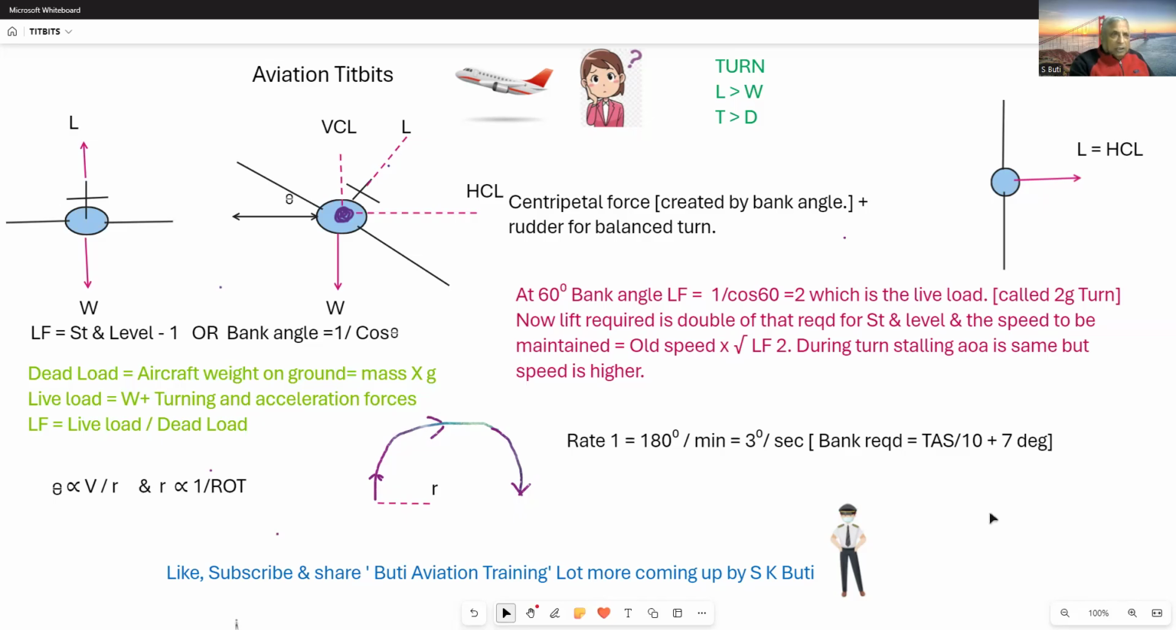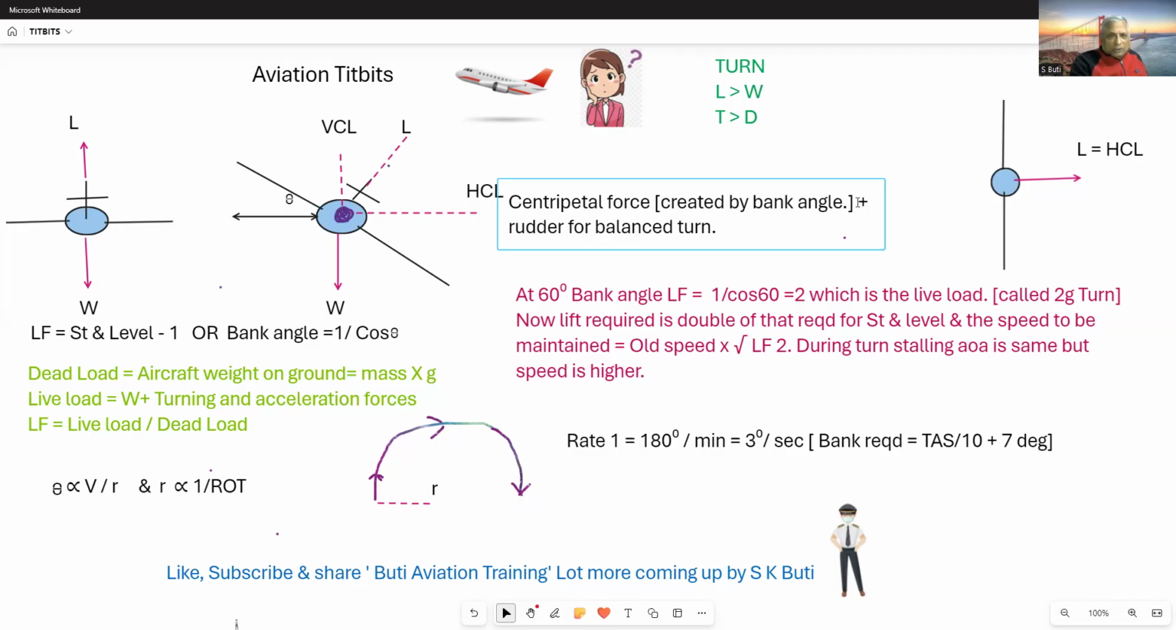Okay. Now, to put on a turn, this is the aircraft with the wings level. Here, lift is equal to the weight in a straight and level flight. And let's do a turn. And now at the moment, we are talking about a level turn. The aircraft will start putting in a bank to create centripetal force, which will turn the aircraft.